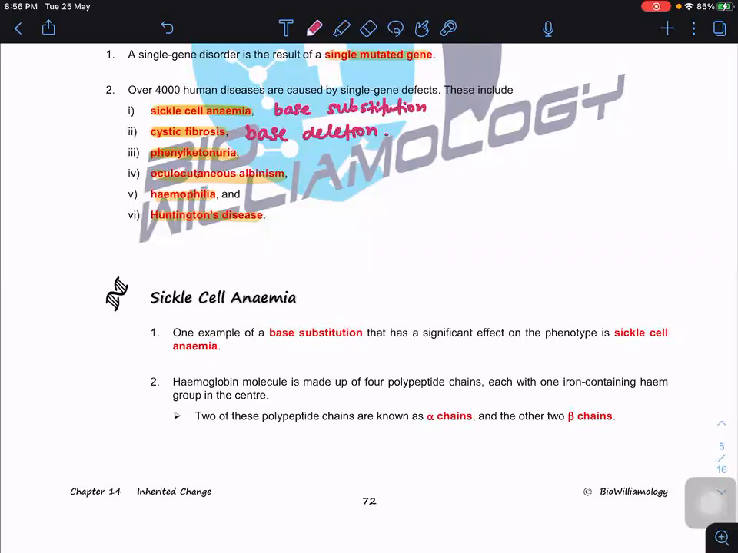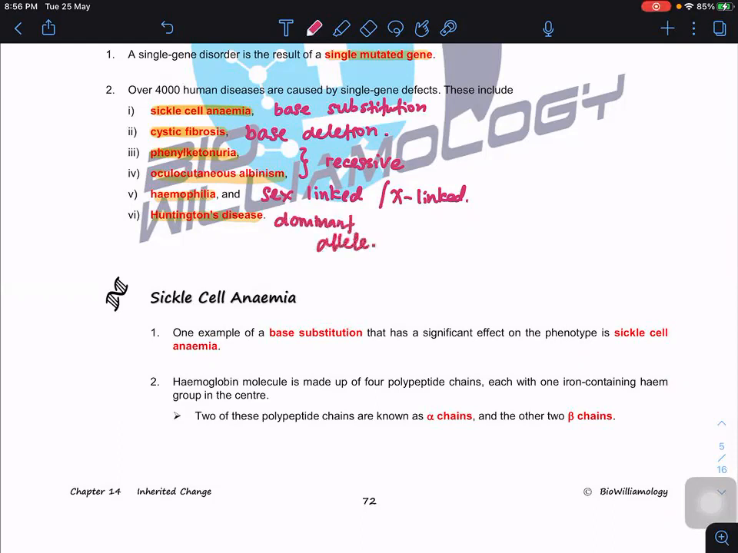Oculocutaneous albinism and phenylketonuria, these 2 are caused by a mutation resulting in the recessive, because of homozygous recessive. Hemophilia is because of sex linkage, or X linkage. And then Huntington is a bit special here, because Huntington's is caused by the dominant allele.